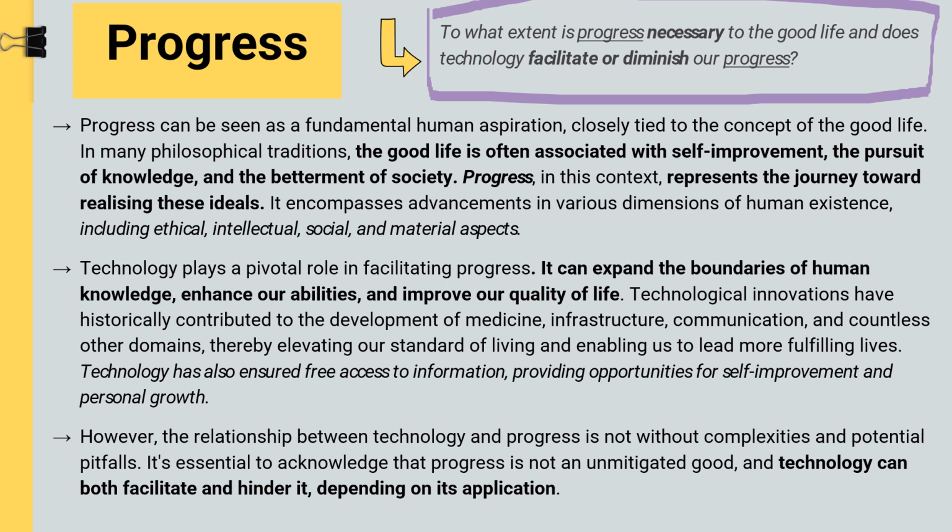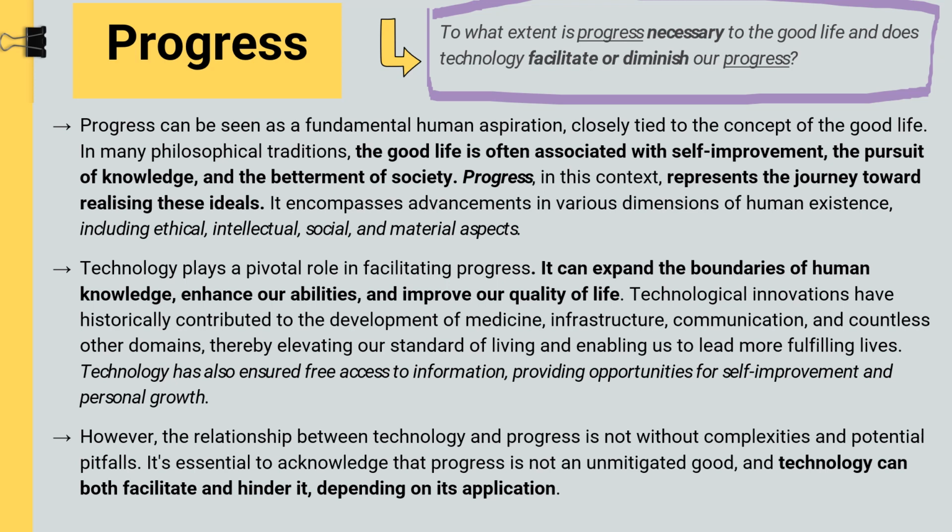So looking at progress in a little bit more detail, to what extent is progress necessary to the good life, and does technology facilitate or diminish our progress? So progress, again, can be seen as a fundamental human aspiration. This is closely tied to the concept of the good life. In many philosophical traditions, the good life is often associated with self-improvement, the pursuit of knowledge, the betterment of society. And progress in this context represents that journey towards realizing these ideals. It encompasses advancements in various dimensions of human existence, including ethical, intellectual, social, and material aspects.